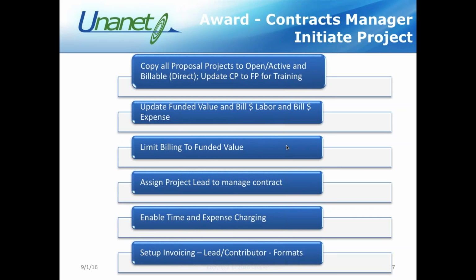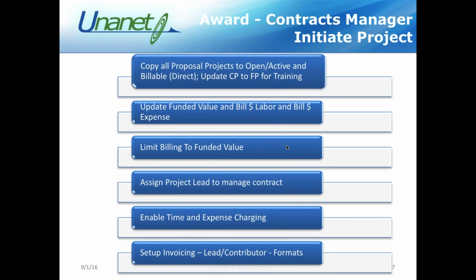They will be billable projects, they will be open active projects as opposed to our proposal projects that were inactive and not billable and not chargeable. We will update our funded value and bill dollar labor and bill dollar expenses amount, because we have a funded value that the government has agreed to. We've won the award. They've agreed to pay us an X amount to do the job. And we're going to limit any billing to that funded value so we don't bill over that. And we have that capability in Unanet with just one checkbox.